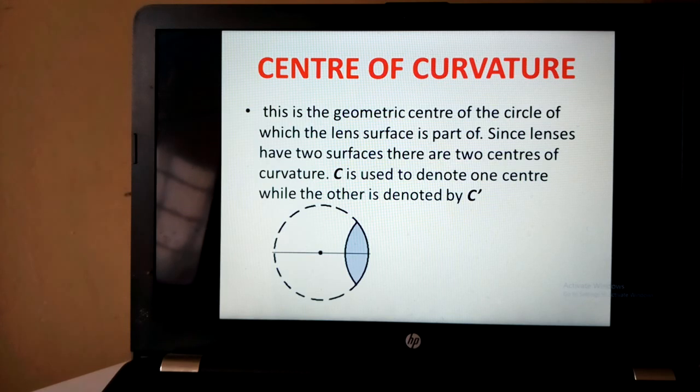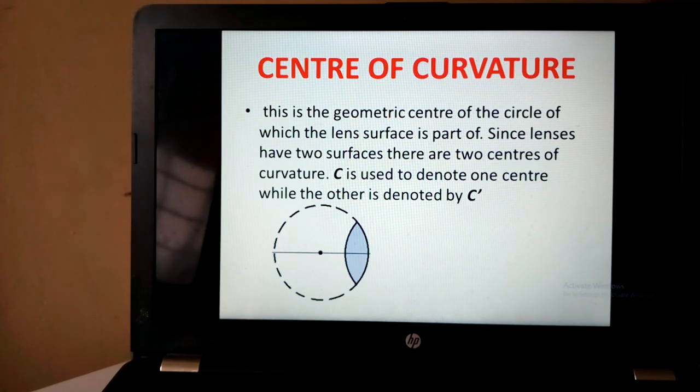Now, lenses have two surfaces. And therefore, from a geometric point of view, there are two centers of curvature. Okay? Two circles have two centers. Okay? They are not concentric circles. If you have concentric circles, you have one center geometrically. So you have two circles and two centers. So you can denote one as C and the other one as C prime.